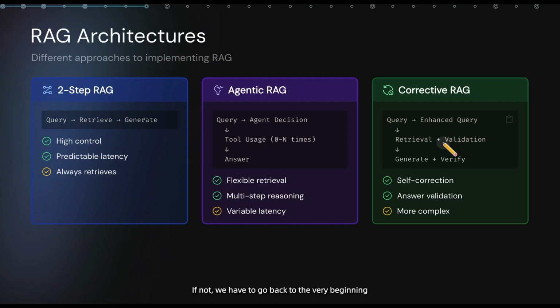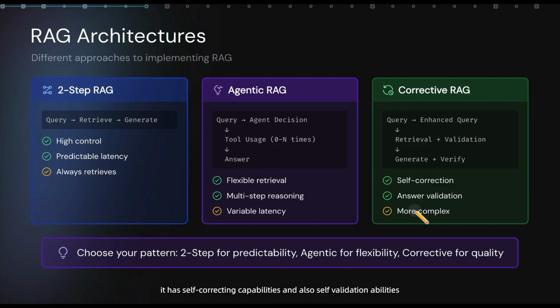If not, we have to go back to the very beginning to re-ask the question, rewrite the question, or perform retrieval and recall again. So it's a system that loops repeatedly and includes many decision points, this kind of RAG system. It has self-correcting capabilities and also self-validation abilities. It's more complex, but it ensures better quality.